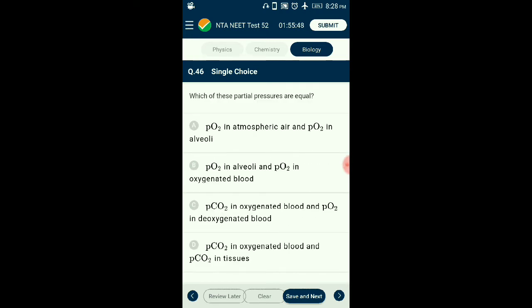Question number 46. Which of these partial pressures are equal? So here there are 4 partial pressures given. The tabular column is given in the textbook. So according to the question, option C, PCO2 in oxygenated blood and PO2 in deoxygenated blood, those partial pressures are equal. So that is the answer for this question.